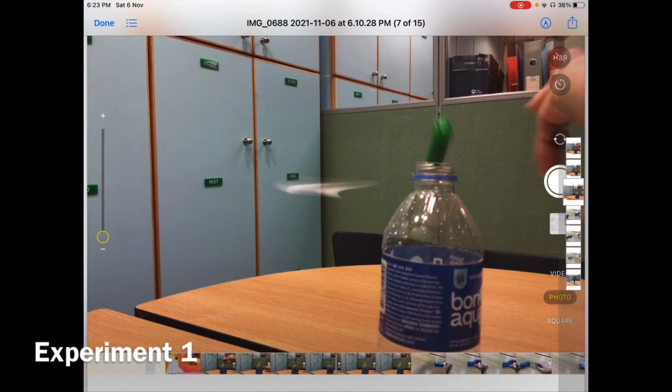And here is part of the result. What I use is a green cap. After I remove the cardboard, it will fall down into this bottle. Why?